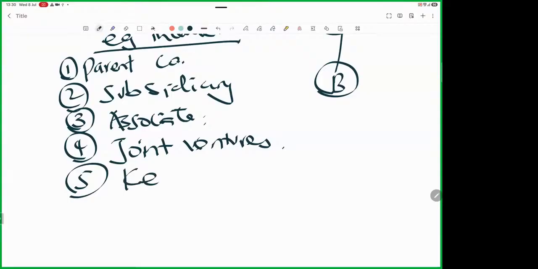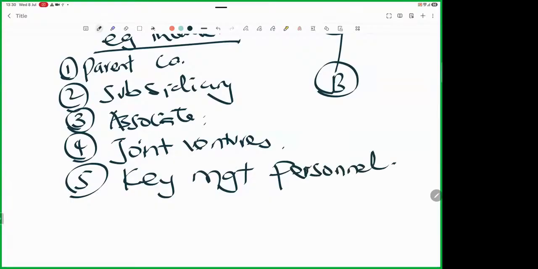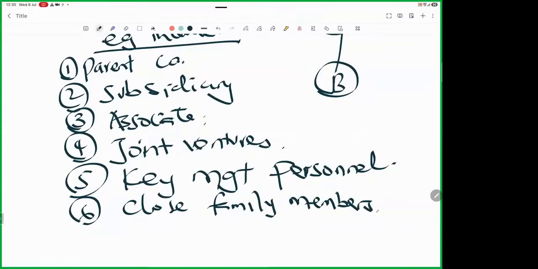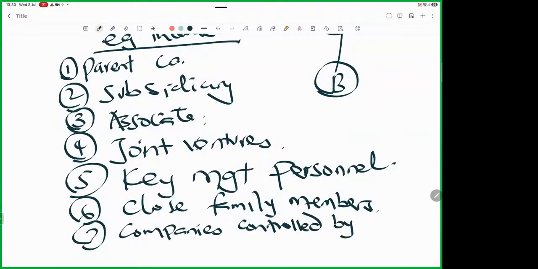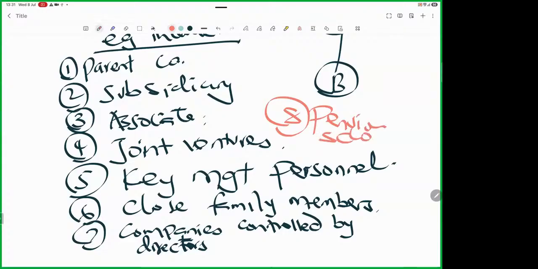We have key management personnel, the directors. Number 6, close family members. Lastly, companies controlled by directors will be our related parties. We even have pension schemes. I'm just giving you examples so that you can remember. Our pension scheme automatically is our related party because we can control it.